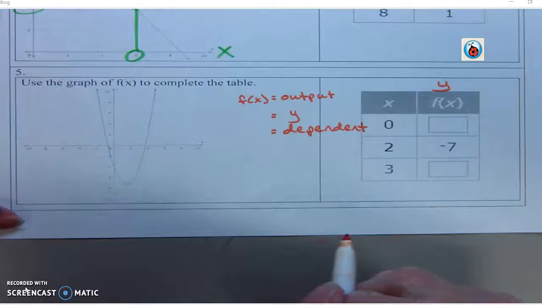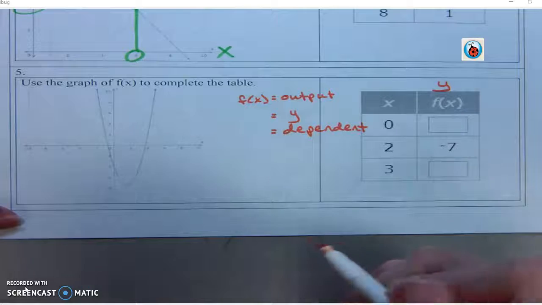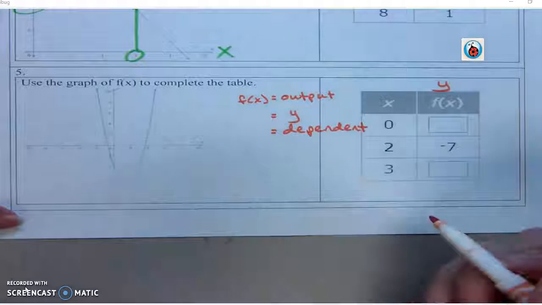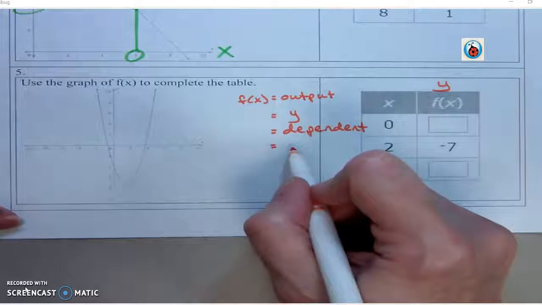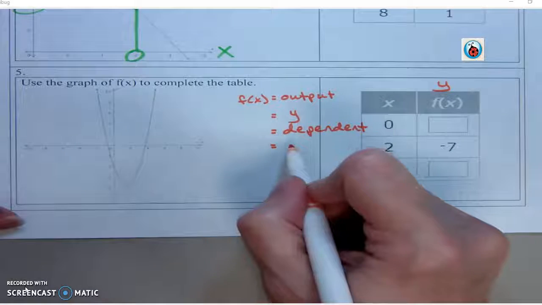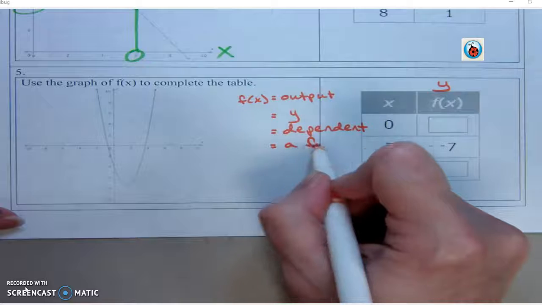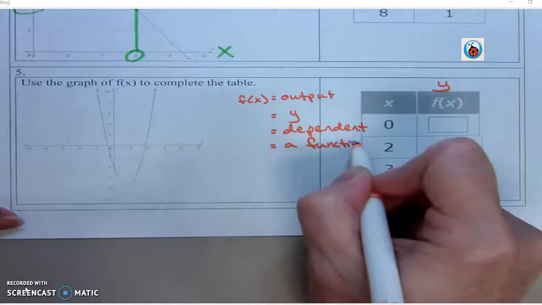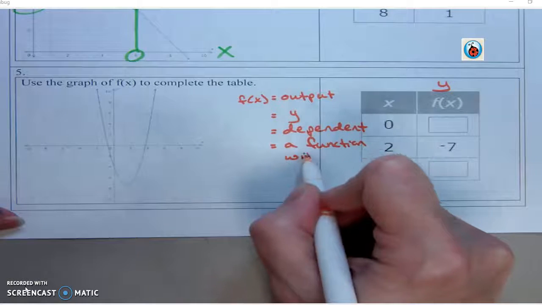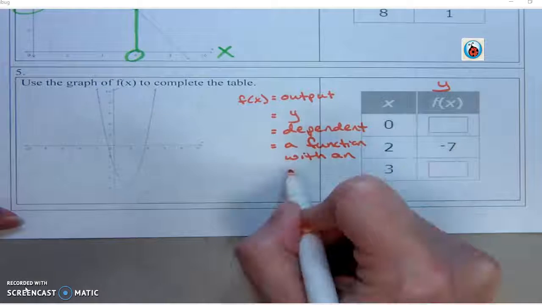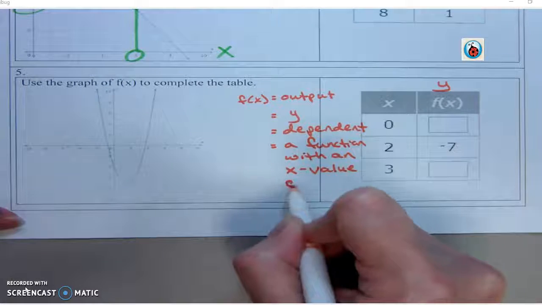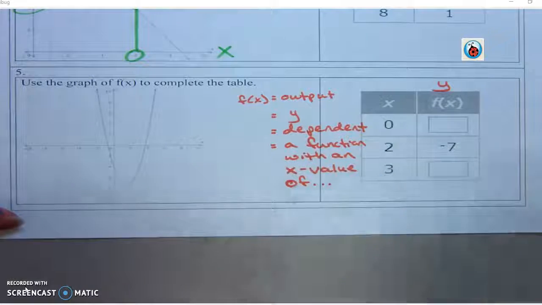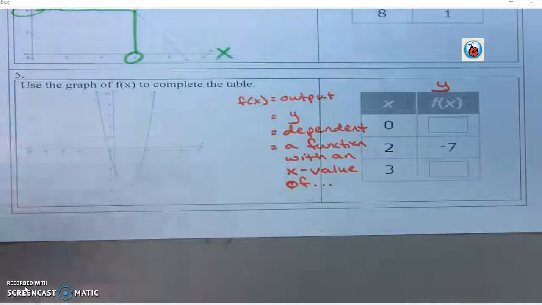And again, your f of x is a function with an x value of. This is how you speak it. This is how you think of it. It's not f times x. It is a function with an x value of something that we have to go find.